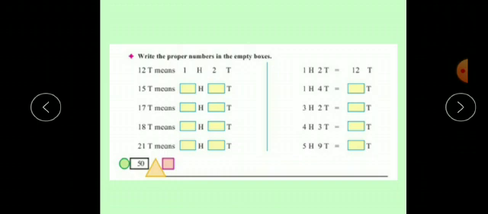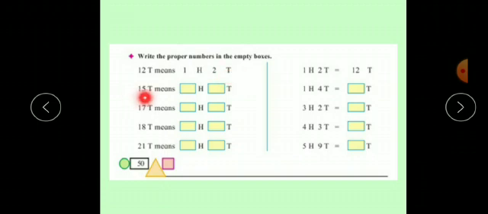There are some problems in your maths textbook, page number 50. So let's solve this example. The question is, write the proper numbers in the empty boxes. First is 12T. The first is already solved here. Now 12T means 10 plus 2. 10T plus 2T, and 10T can be written as 1H and 2T. Okay. So 12T can be written as 1H 2T.